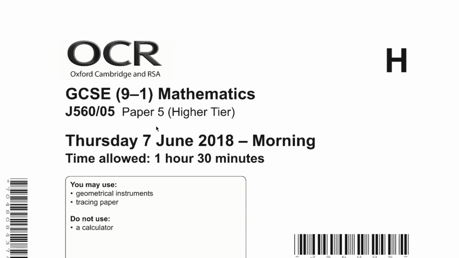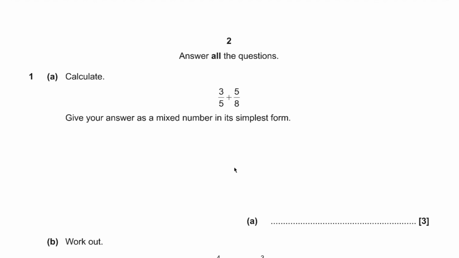This is the OCR GCSE 9-1 Maths Paper 5 from the June 2018 series, and this paper is a non-calculator paper. Question number 1, Part A. Calculate 3/5 plus 5/8. Give your answer as a mixed number in its simplest form.